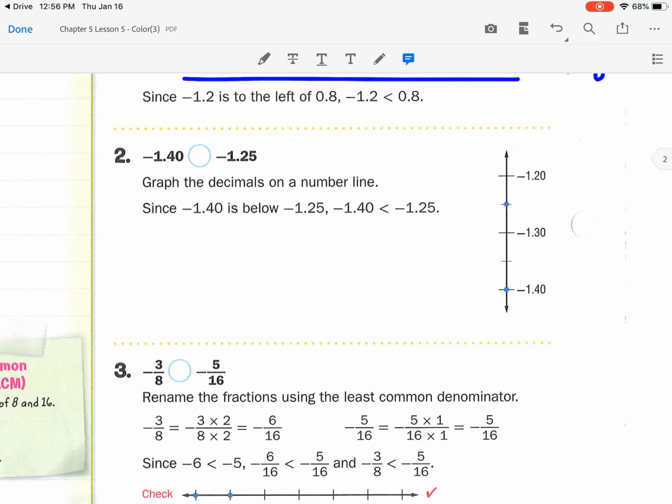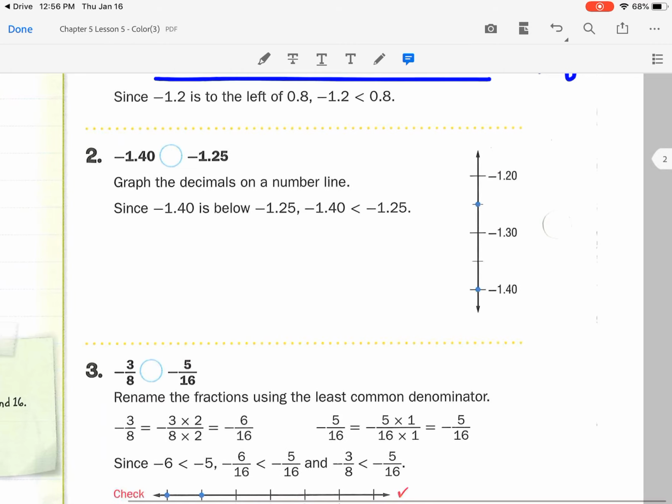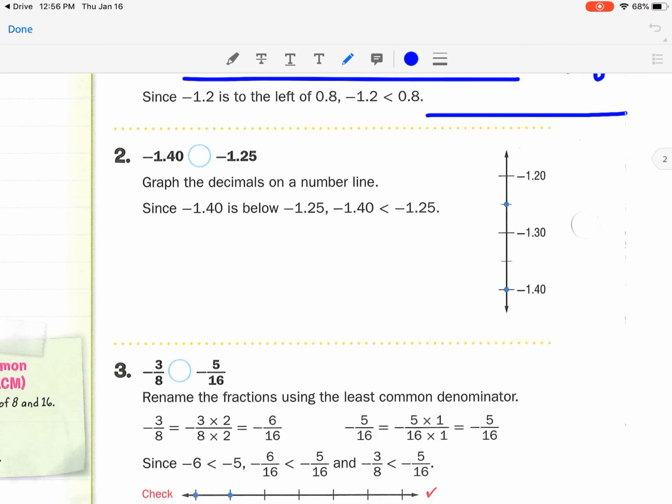Now, take a look at this number line. This number line does not go horizontal, rather it goes vertical, meaning it goes up and down. And take a look, we have negative 1 and 20 hundredths, negative 1 and 30 hundredths, negative 1 and 40 hundredths. We're noticing that we're missing some numbers in the middle. Well, directly in the middle of that is negative 1 and 25 hundredths. And then here is negative 1 and 35 hundredths.